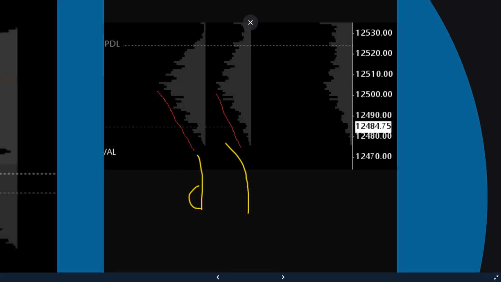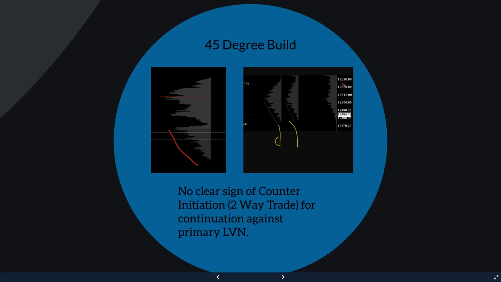And we need to recognize this on a day-to-day basis, because there's no clear sign of counter initiation. It's two-way trade. So we want to look at this for continuation against that primary LVN that is either above or below us.